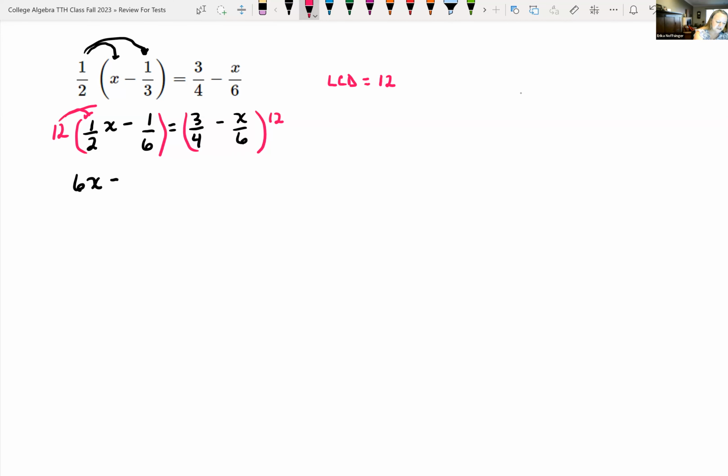Minus, now distributing the 12 to the 1/6, well, 6 goes into 12 2 times. So minus 2 is equal to, so again, distributing the 12 on the right-hand side now. So we have 3/4 times 12. Well, I think to myself, 4 divides into 12 3 times. So I'll have that 3 times the 3 in the numerator here. So that gives me 9. Minus, multiplying the 12 times that x over 6. Well, 6 goes into 12 twice. And so we're left with 2x.